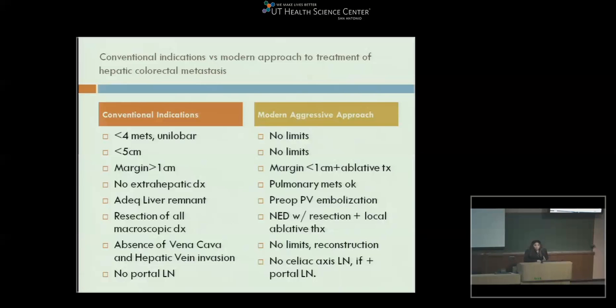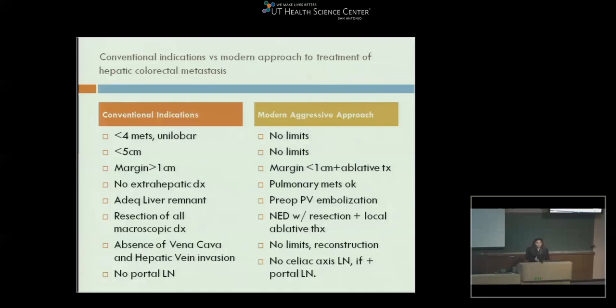You have to be able to resect all the macroscopic disease present. There has to be no invasion of the vena cava or hepatic veins, as well as no portal lymph nodes. This can be stretched to really no limit in the number of mets or the amount of lobes involved, no limits in the size of the mets. The margin can be less than 1 centimeter because you can always do local treatment afterwards, which includes either RFA or chemoembolization, etc. So there are other options even if you have a positive margin.